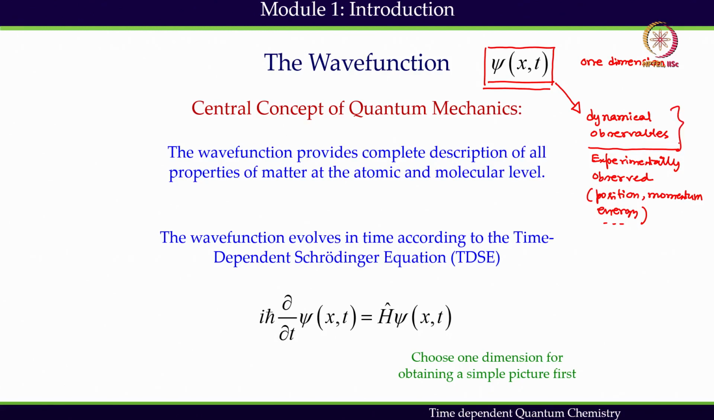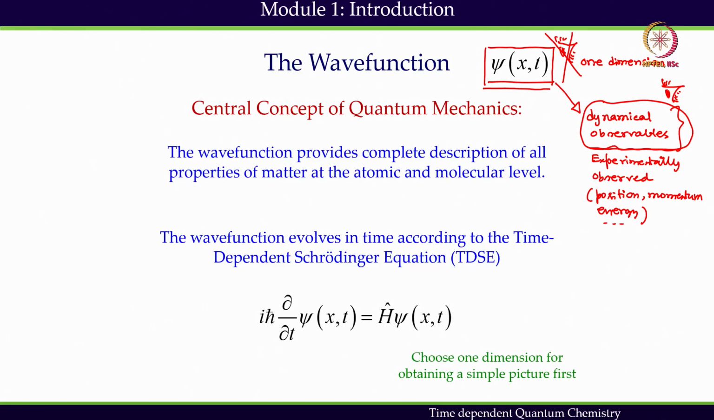Now, this wave function can be connected to the dynamical observable. We cannot observe the wave function directly. This is something which we will always remember in this class. The wave function has to be converted in a certain way to connect to the dynamical observable, which we can observe through an experiment. What is the meaning of the wave function, we will discuss in this class, because clarification of the meaning of this wave function is very important for the rest of the class.